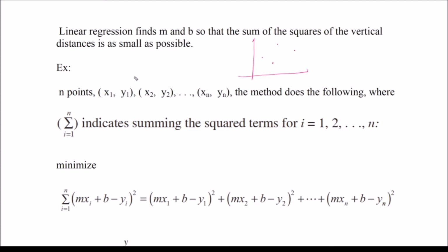So what it says here is, regression is to find m and b. M and b means I will get one line here, and I call this line y equals mx plus b. I don't know what m and b are, right? Other data I have. How do you find these two? I find a line that gives me the smallest sum of the squares of the vertical distances.